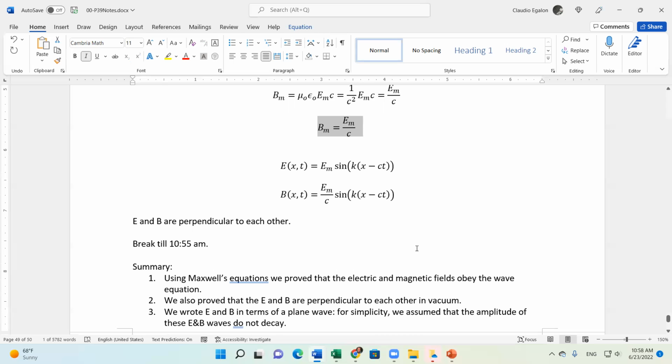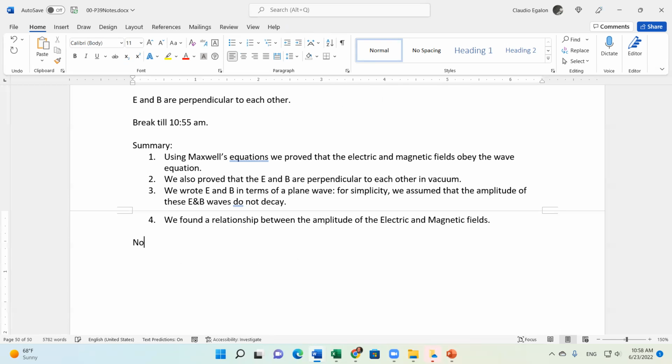Okay, now we are going to calculate the energy density of an electromagnetic EM wave, using the results of electrostatics and magnetostatics. Do you remember?